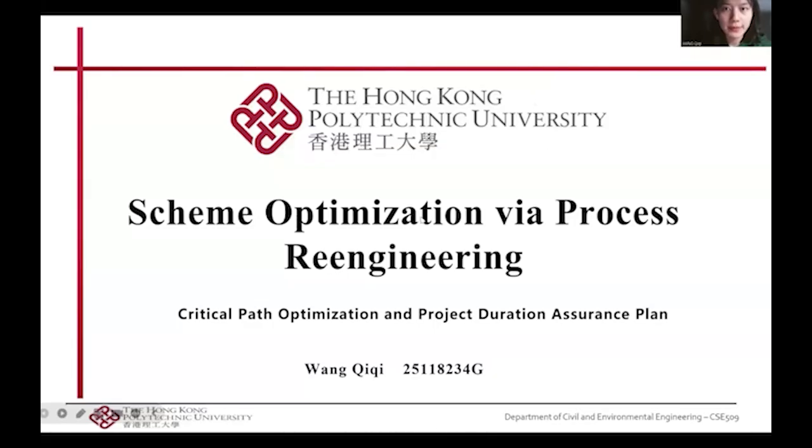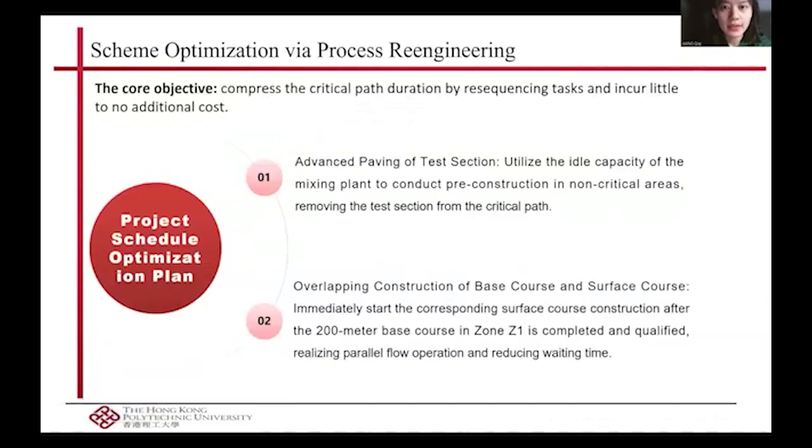Next, I will be responsible for explaining how to reduce the project duration by resequencing tasks with minimal to no additional construction costs. Compress the critical path duration by resequencing tasks while incurring almost no additional cost. First, during the later stages of mixing plate AE installation, utilize the partially commissioned production capacity to manufacture a small amount of mix in advance.